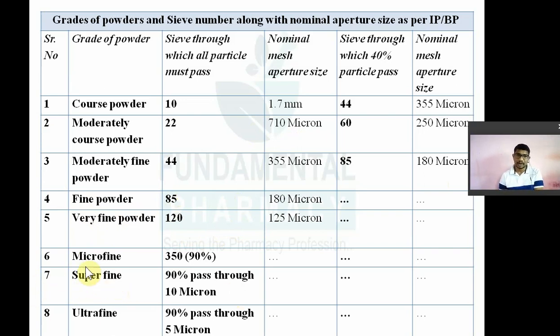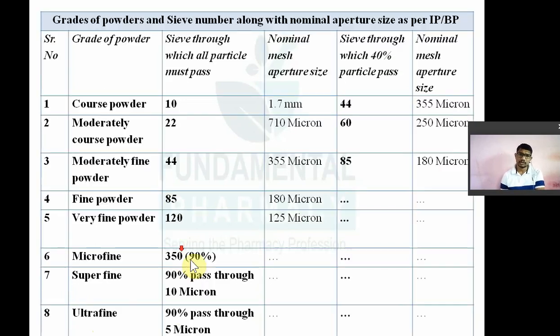Okay. So microfine powder. If all particles of powder are able to pass through sieve number 350, or 90% of powder particles are able to pass through sieve number 350, then it is known as a microfine. Okay. Then what is meant by superfine powder? So if 90% of particles are able to pass through a 10 micron sieve, then that is superfine. If 90% of particles are able to pass through a 5 micron sieve, that is known as ultrafine powder.